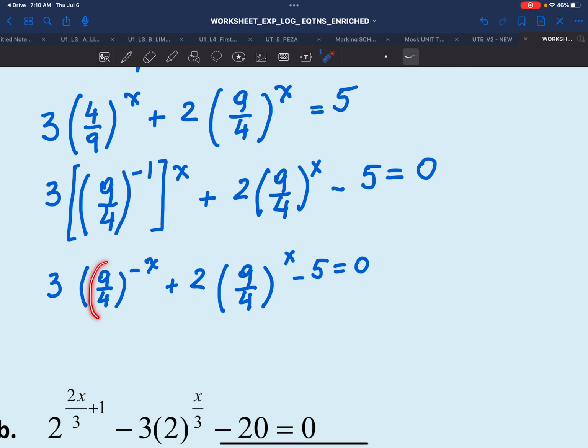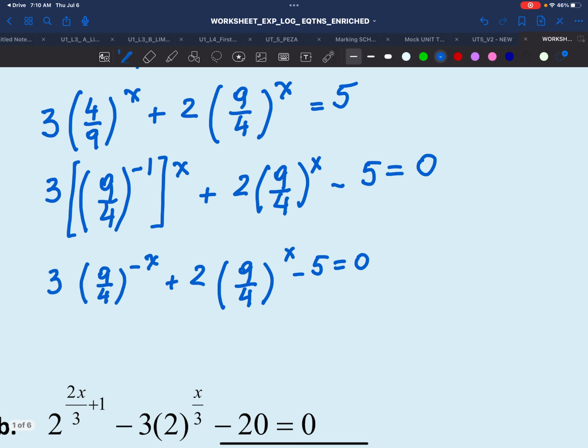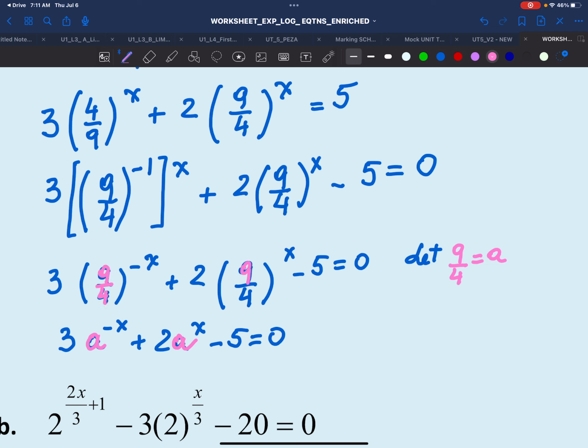So instead of having a fraction in the base, you can let that fraction in the base be represented by some letter of the alphabet. And I'm going to choose letter A in this case. If I let 9 over 4 equal some number a, then my equation would look a little bit friendlier. So we would have 3a to the power negative x plus 2a to the power of x, minus 5 equals 0. And I'm going to make that a the same color as 9 over 4 that I had here, so we can see it better.